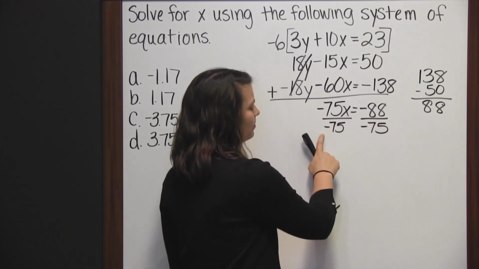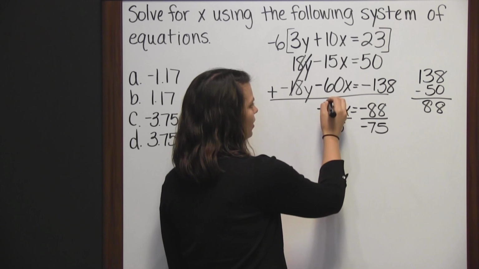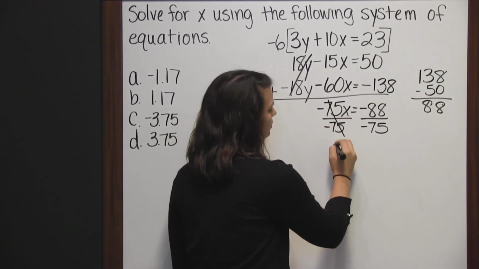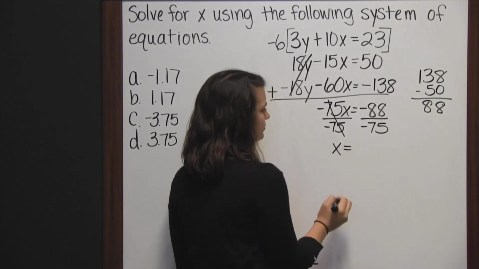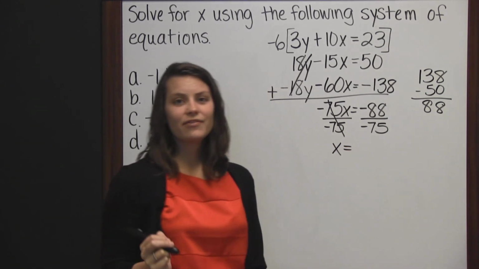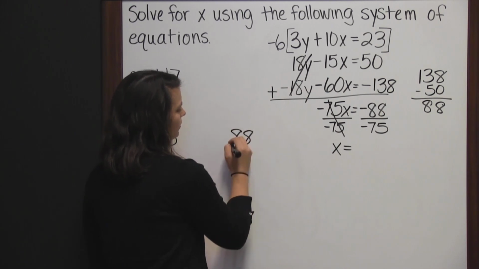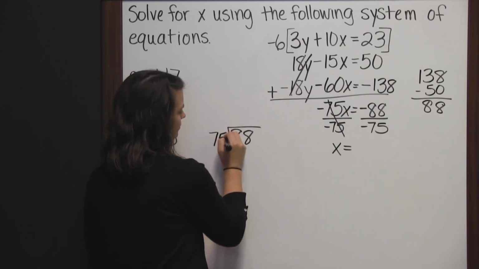A negative divided by a negative is a positive, and 75 divided by 75 is 1, times x is x. And again, a negative divided by a negative will give me a positive. And we can divide those off to the side.